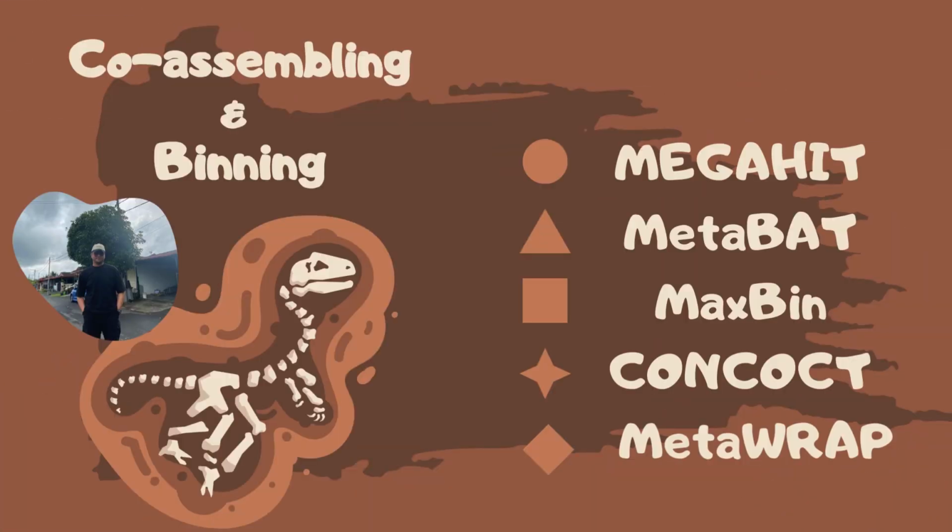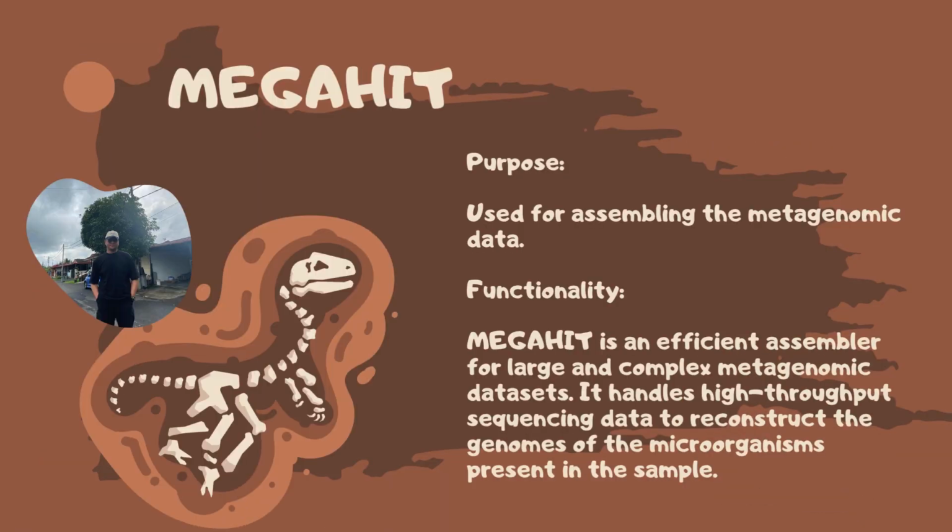There are 5 tools that are used for co-assembling and binning process, which are MegaHit, MetaBAT, MaxBin, CONCOCT, and MetaWRAP. First, let us dive into MegaHit, used for assembling the metagenomic data. MegaHit is an efficient assembler for large and complex metagenomics datasets. It handles high-throughput sequencing data to reconstruct the genomes of the microorganisms present in the sample.